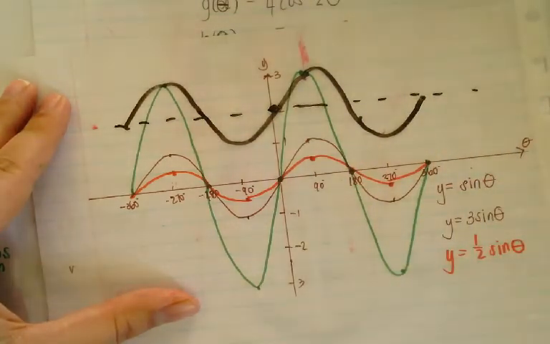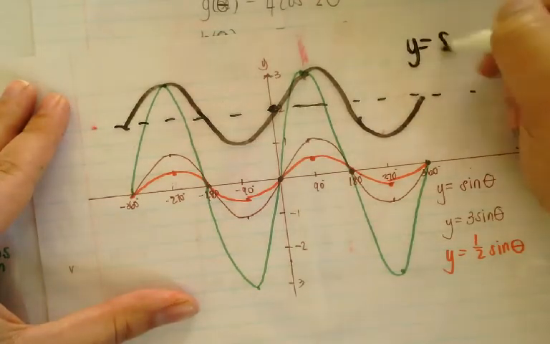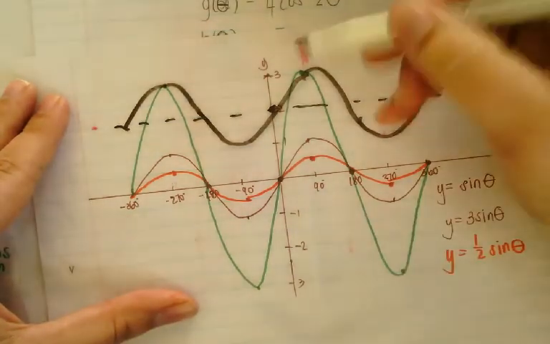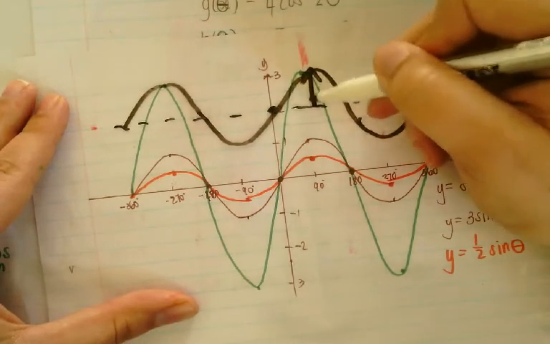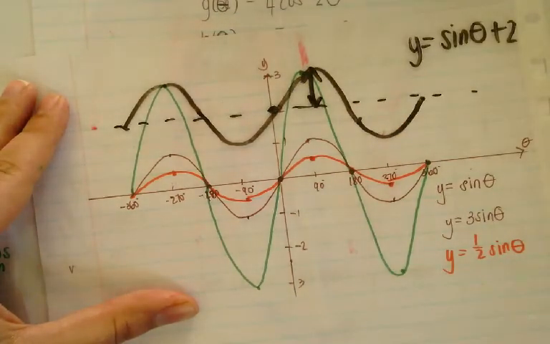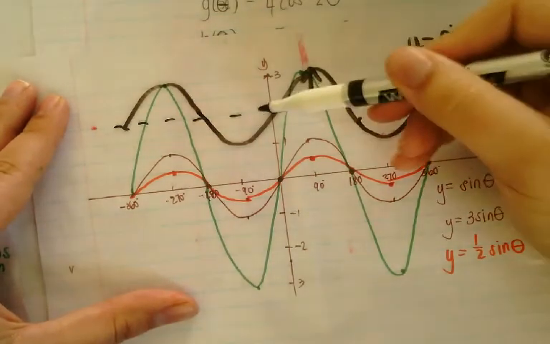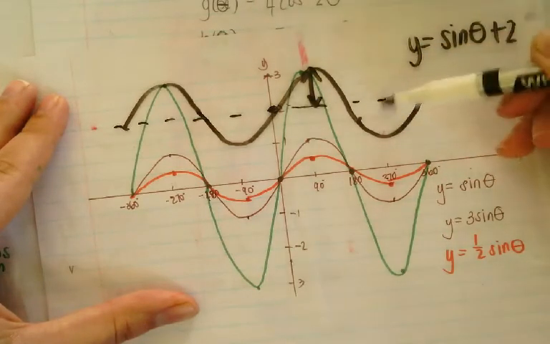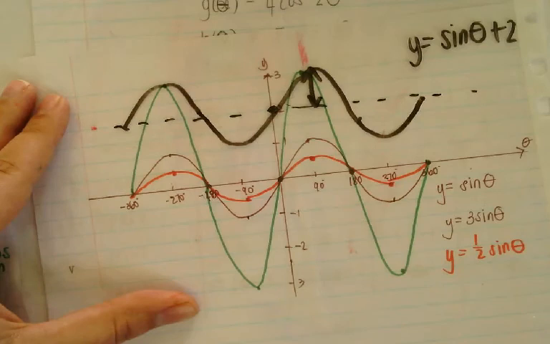Where is the center of my graph? My Q value, right? At 2. So now what is my amplitude? Has my amplitude changed if this is y equals sine theta plus 2? The amplitude is the same. From the center to the maximum is still my amplitude, from 2 to 3, still a value of 1. But now, to find my minimum and maximum values without drawing the graph, it's my center plus my amplitude, and my center minus my amplitude.